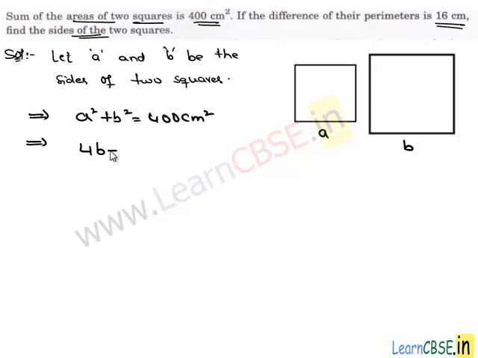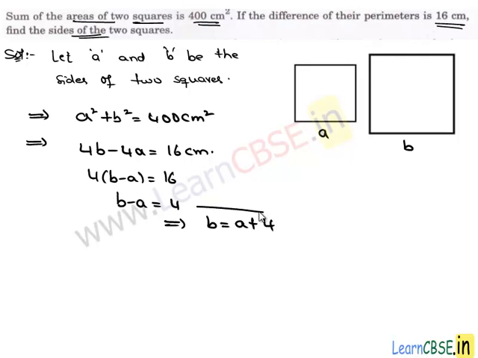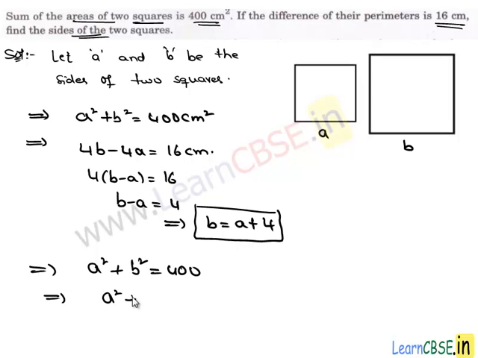So 4 times b minus 4 times a is 16 centimeters. Taking 4 common, we get b minus a is equal to 16 over 4, by dividing with 4 we get b minus a is 4. This implies the value of b is a plus 4. Let's substitute this value of b in this equation and we get the value of a. Then we have a square plus b square is 400. So on substituting the value of b, which is a plus 4, we get a square plus (a plus 4) square is equal to 400 centimeters square.